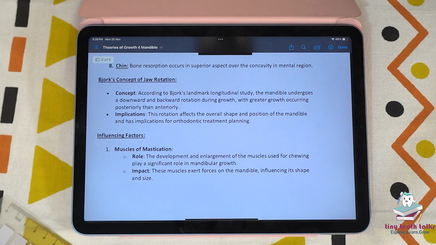There is Björk's concept of jaw rotation. According to Björk's landmark longitudinal study, the mandible undergoes a downward and backward rotation during growth, with greater growth occurring posteriorly and anteriorly. This rotation affects the overall shape and position of the mandible and has an implication for orthodontic treatment planning.